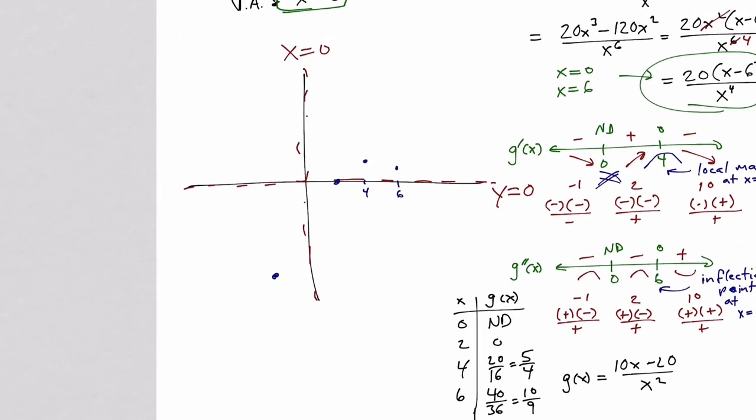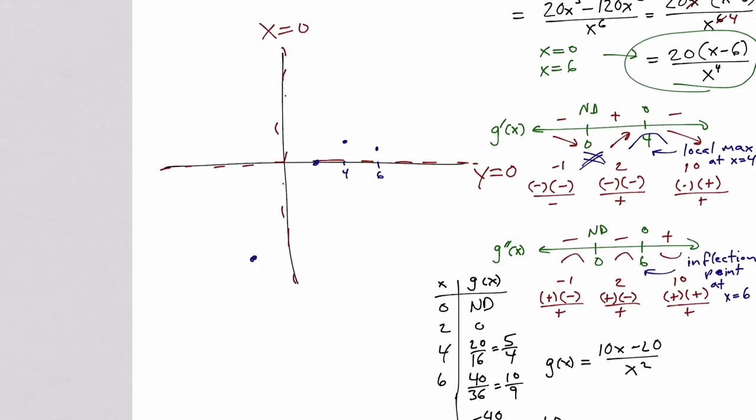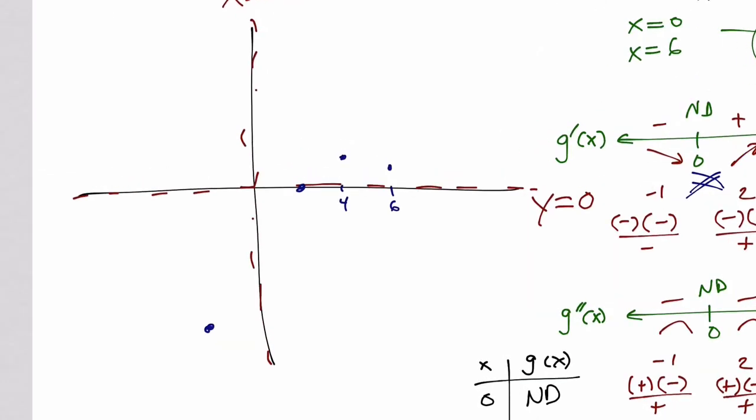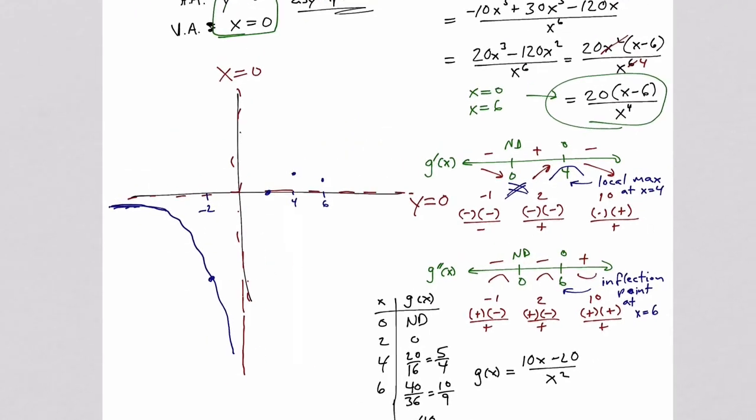And now let's think about the characteristics from the derivative. For negative values, the function is decreasing and concave down. And I know that at negative 2, the value is negative 10. So the graph must drop down from the asymptote and then look something like that. And let me extend the vertical asymptote there a little bit.